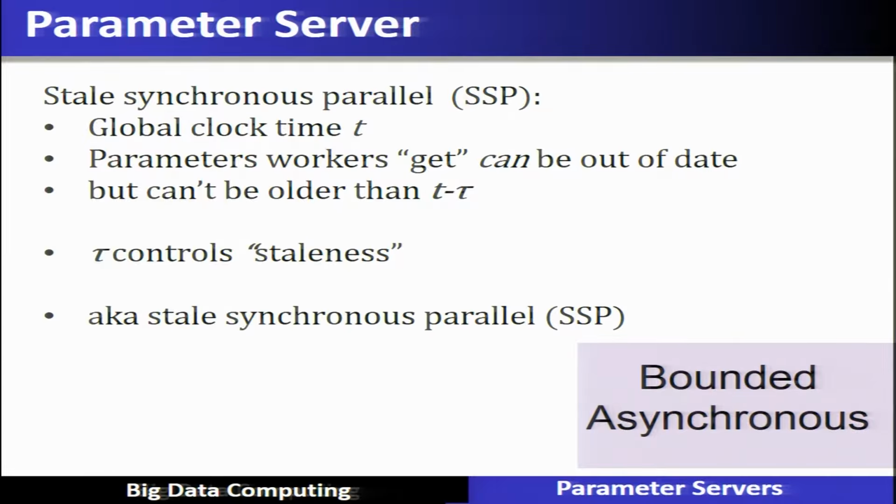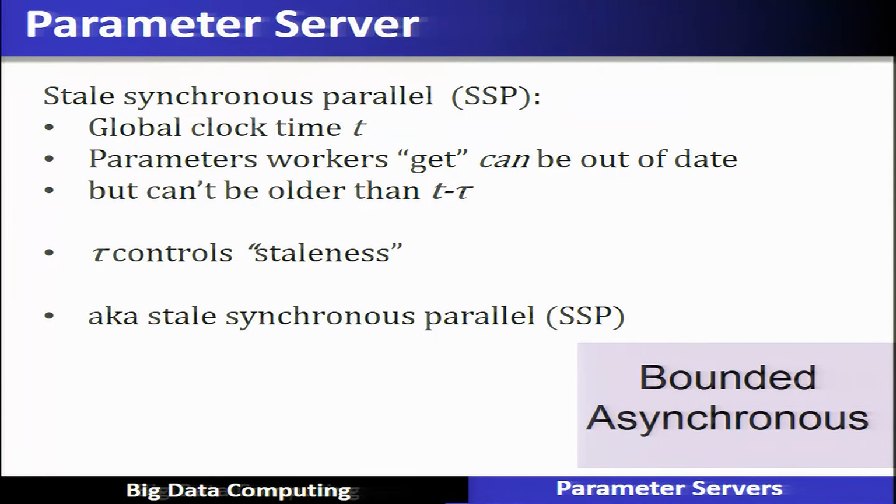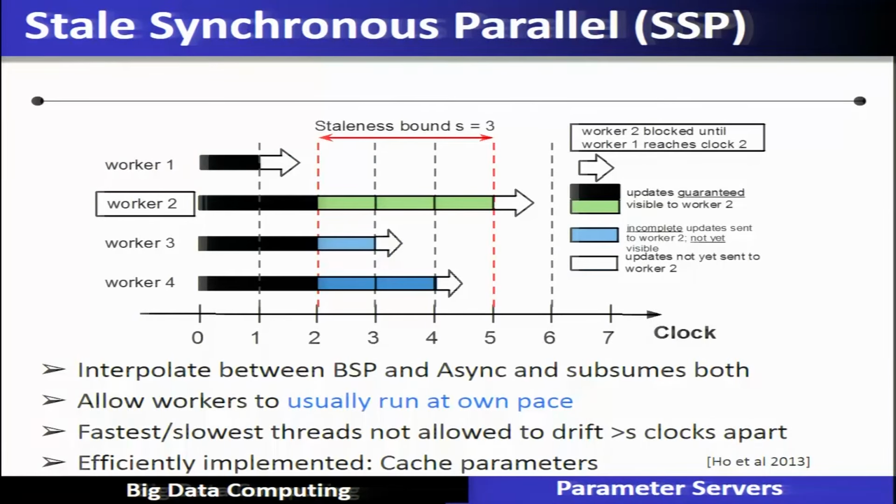So the parameter servers will use the model called the stale synchronous parallel model, wherein the global time is, let us say, t, and the parameter workers will get parameters that can be out of date, but can't be older than t minus tau. So tau is the tolerance which is introduced, and therefore it is called bounded asynchronous. So tau controls the staleness, and it is also called stale synchronous parallel. So we are going to see the stale synchronous parallel execution semantics, which is supported in the parameter servers.